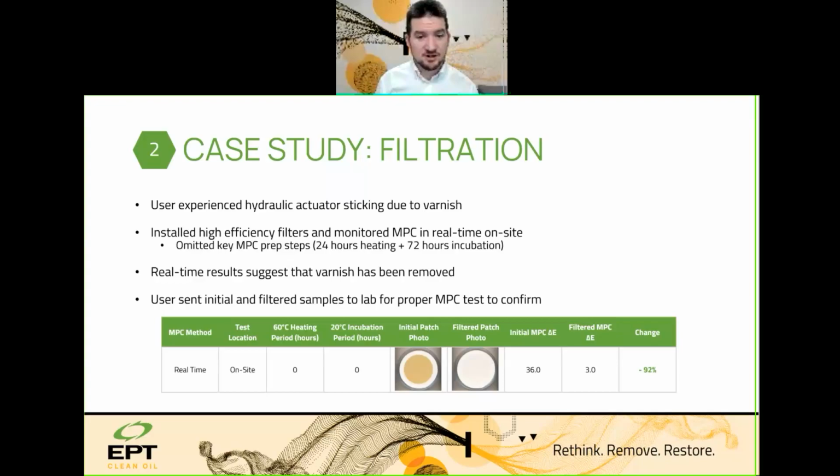So we've got a case study to kind of highlight two key concepts here, highlighting the fact that filtration-based solutions don't address soluble varnish, and highlighting the importance of that 72-hour hold time on the MPC test once more.